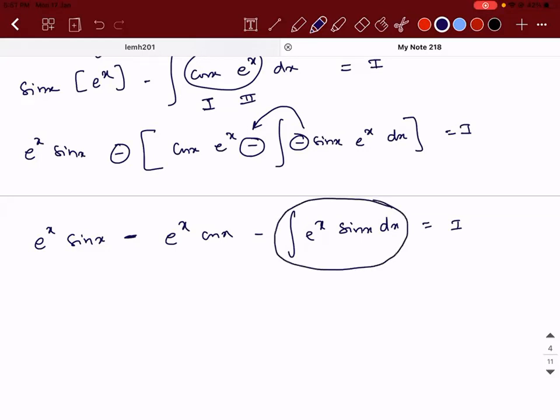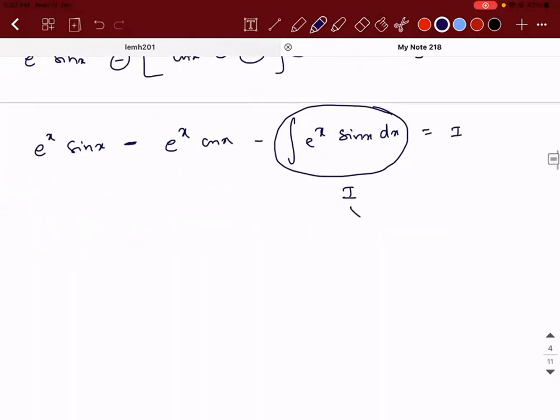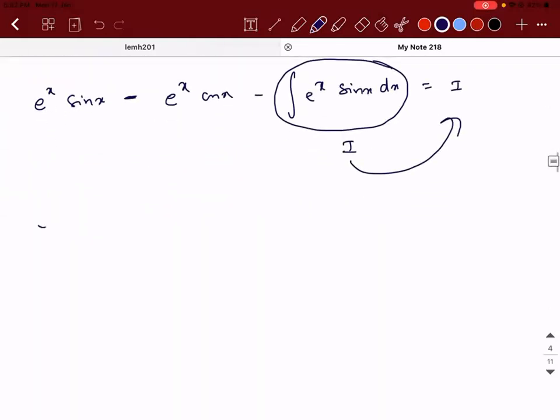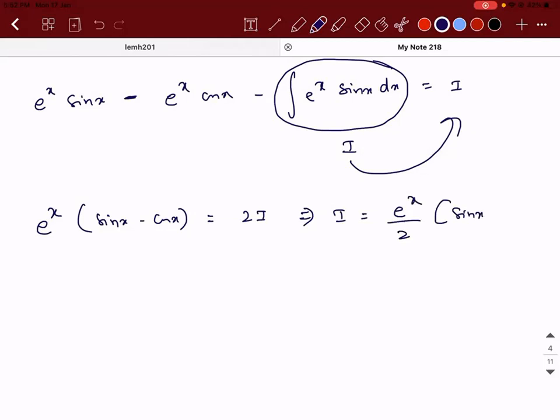What is the integral of e power x sin x dx? This would be I. So I'll push the I to the other side. Here I will take e power x common. So e power x into (sin x minus cos x) is equal to 2I, which implies I is equal to e power x divided by 2 into (sin x minus cos x).